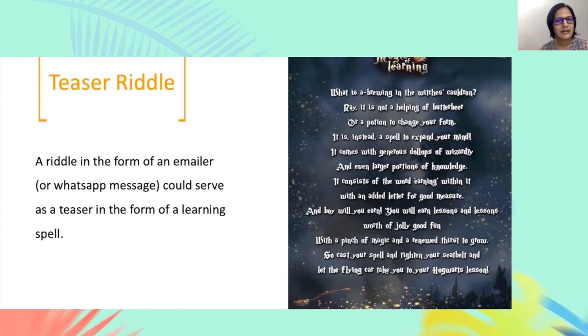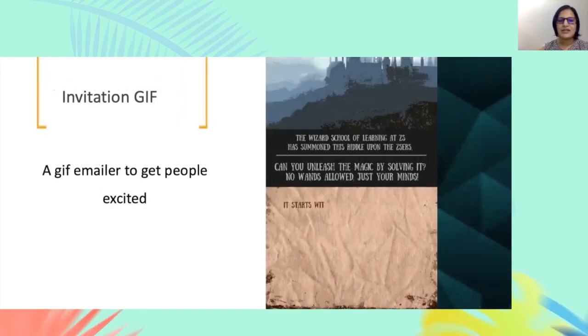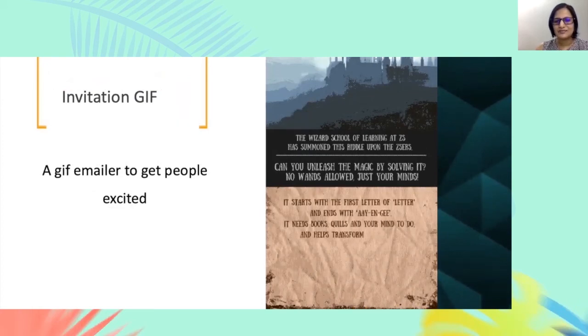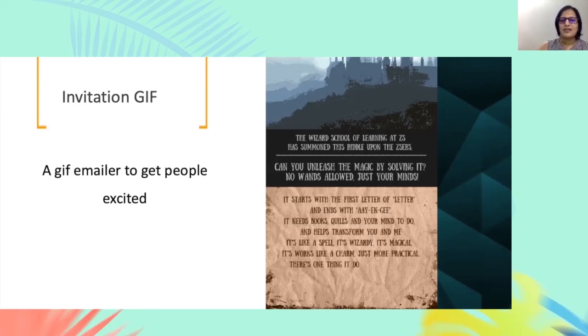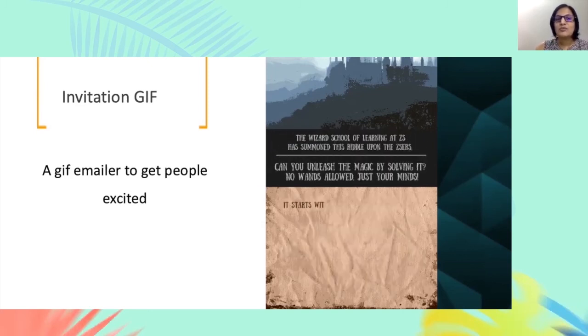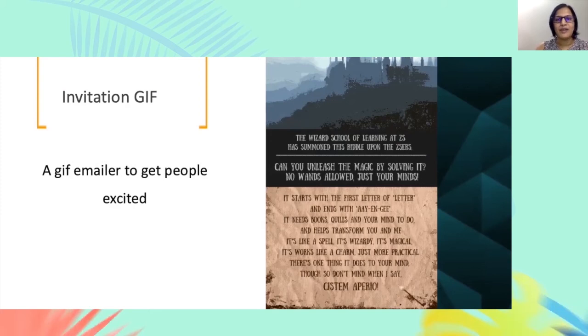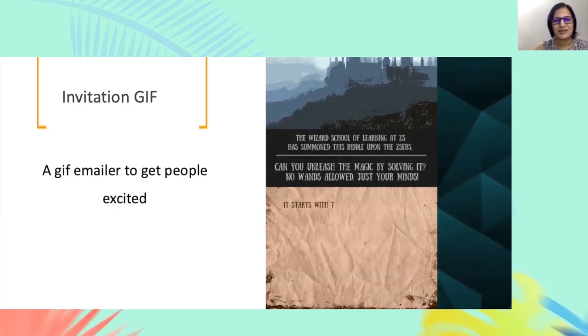Okay, so this was a riddle which went out as an emailer to create the first round of excitement. And after that, we created a GIF. You can read it for yourself. Again, it's like a riddle. We used a lot of words like spells and wizardry and magical and charm. But the idea was to bring the message of the magic of learning, which you should not forget in the excitement of the theme. Everywhere we have to speak about how learning helps transform, how it is magical and how it is important.